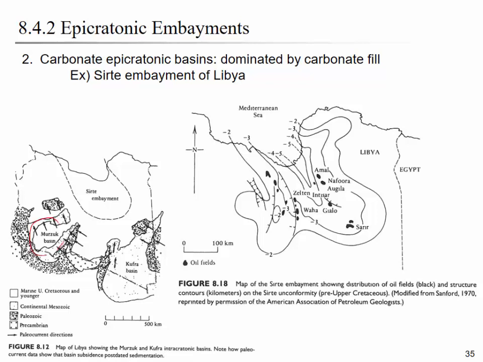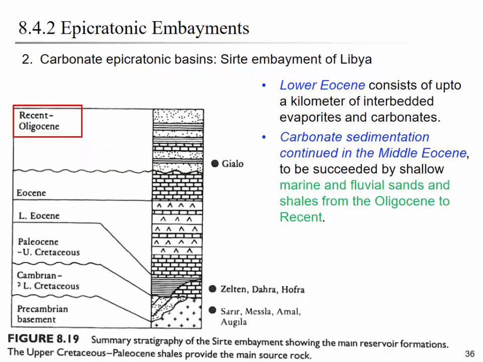So here I think we've seen the intracratonic basins, Murzuq and Kufra, in Libya. Here, this is the sea, and you have the Sirte embayment, I don't know how to pronounce it, of Libya. And these are the lithologies from Precambrian to the recent formations. And these are the formations that are bearing oil and gas. And the lower Eocene consists of up to a kilometer of interbedded evaporite and carbonate. This is the lower Eocene formation, and I think this is carbonate.